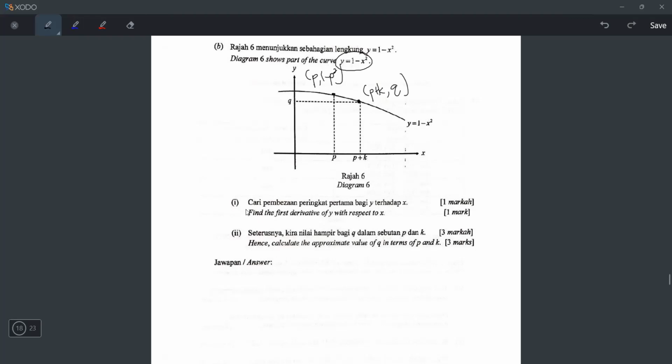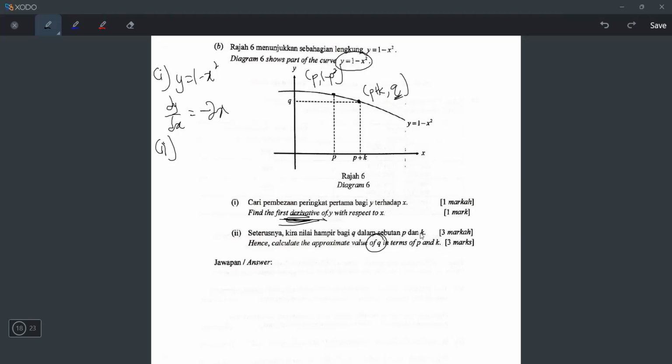Okay, let's see number 1, what they want. Number 1, find the first derivative, means differentiate once, of y with respect to x. So y is equal to 1 minus x squared. If you differentiate once, you will end up with negative 2x, because differentiating 1 is 0, and then 2 times negative 1, power reduced by 1. So that's the step. Quite easy, 1 mark, that's all. Okay, let's go to number 2. Calculate the approximate value of q, in terms of p and k.